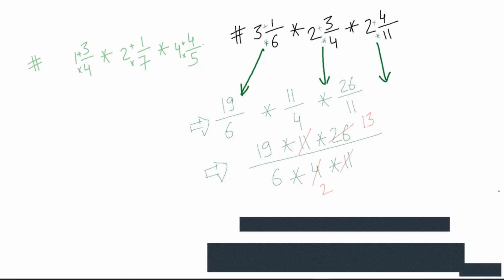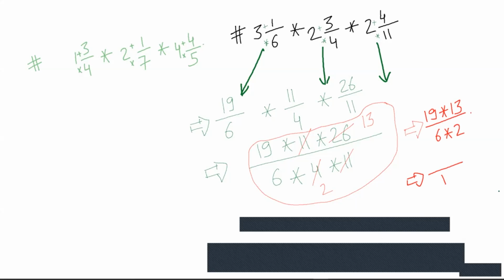Is there any common factor left now? So finally, there is no common factor left. I'll have to write this as 19 into 13 whole upon 6 into 2. So Sarthak, is it okay? Yes, sir. So the final answer that I get is, what did you find the answer? 247 by 12. Is it okay? Yes, sir. Have you understood? Yes, sir.